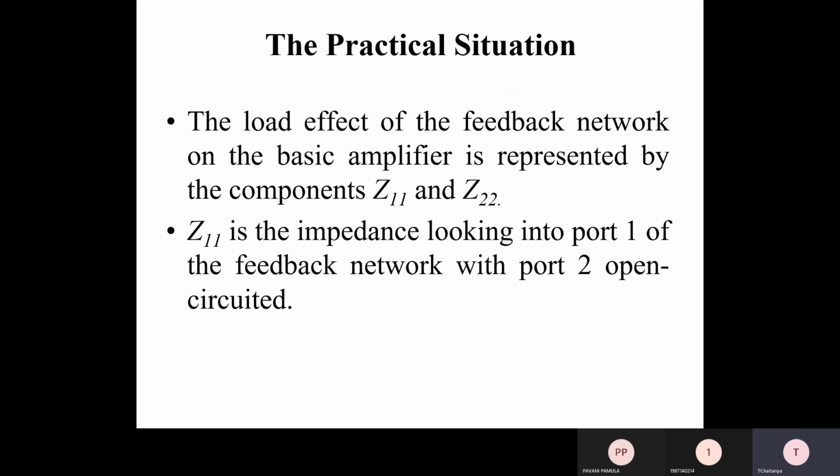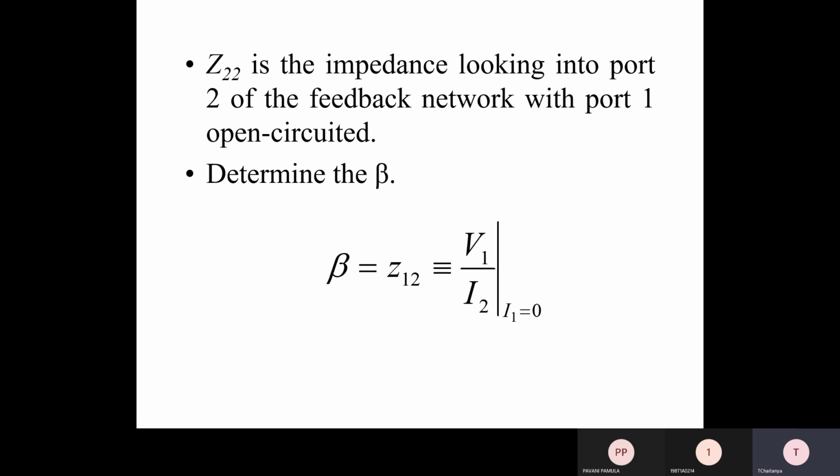In the practical situations, we need to see port 1 and port 2, Z11 and Z22. So from this, what is beta? Beta equal to Z12. Z12 is nothing but the ratio of voltage to current. Voltage is V1 and current is I.